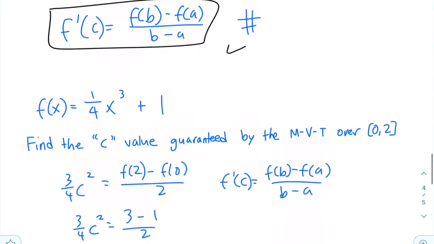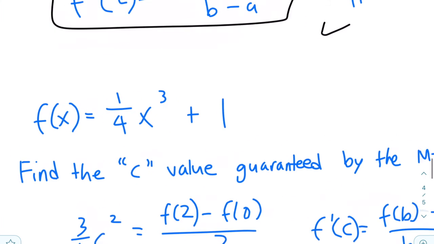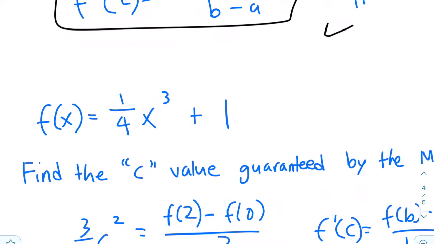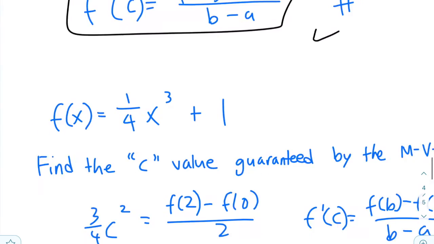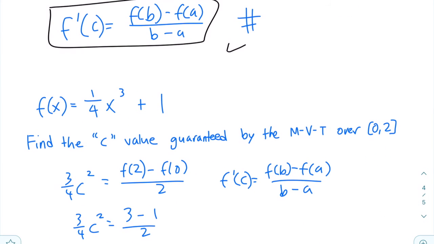So let's do a practice problem. We're given this function f of x equals 1/4 times x cubed plus 1. And we want to find the c value guaranteed by the mean value theorem over some interval, and we're given the interval in this case, which is 0 to 2.